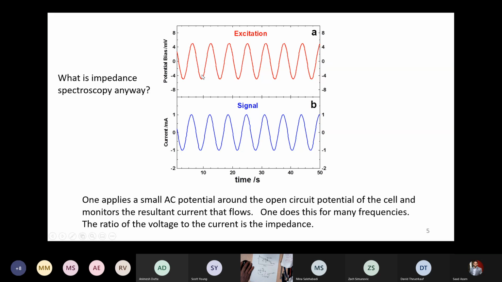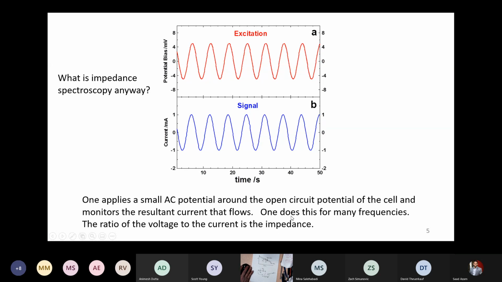So if you excite with 10 hertz, for example, you'll measure a current signal also at 10 hertz. And you do this for many, many frequencies. So a typical impedance spectrum might start at 100 kilohertz and go down to 10 millihertz, for example. And you would measure about 10 points for every decade of frequencies. So that means between 100 kilohertz and 10 kilohertz, you would measure 10 frequencies. And between 10 kilohertz and 1 kilohertz, you would measure 10 frequencies, and so on.